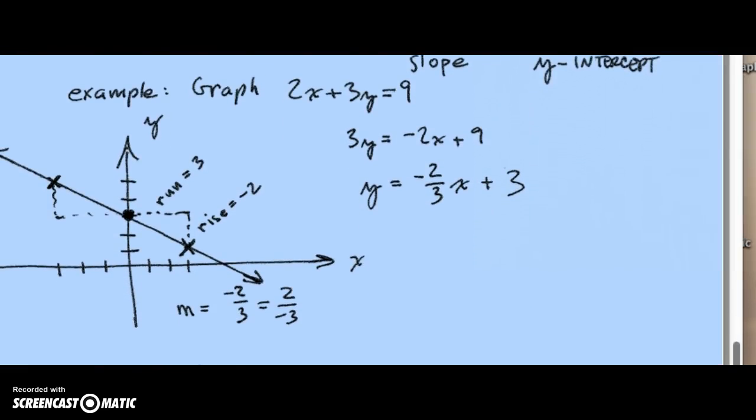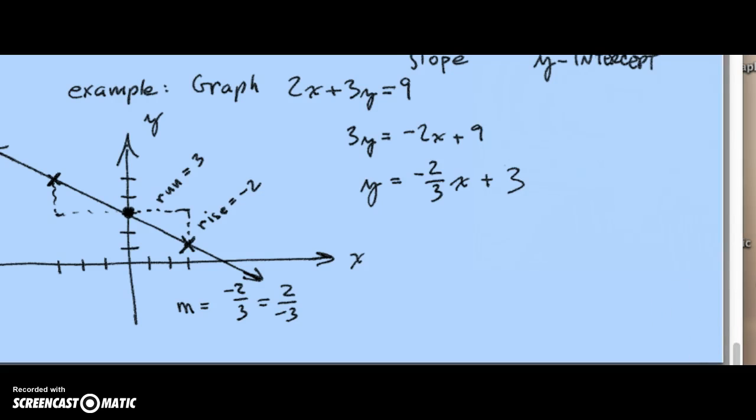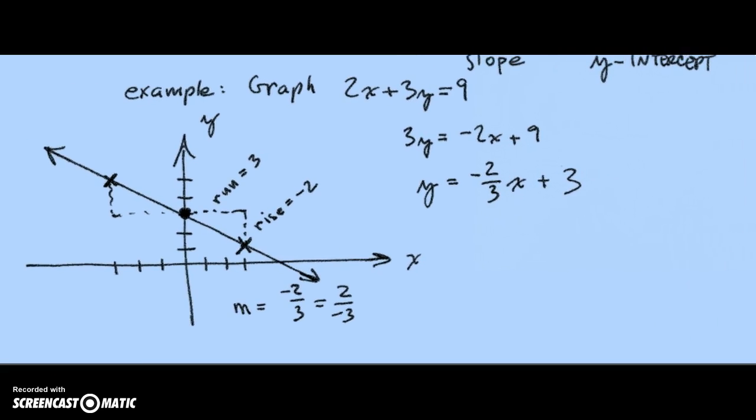And then to graph that line, you could simply locate the y-intercept. There's the (0, 3). And then using that the slope is negative 2/3, write the slope as a fraction in two different ways. Either negative 2/3, or, although we don't usually write it this way, you could write an equivalent rational value, 2 divided by negative 3.